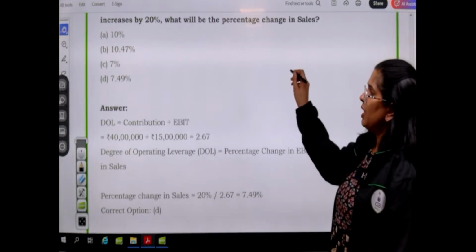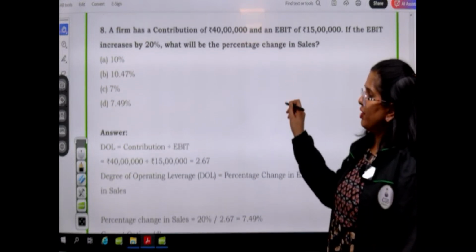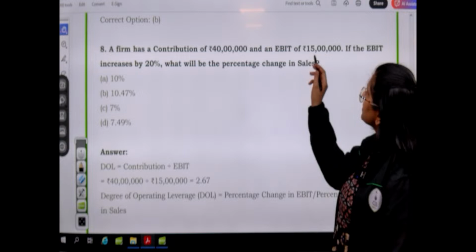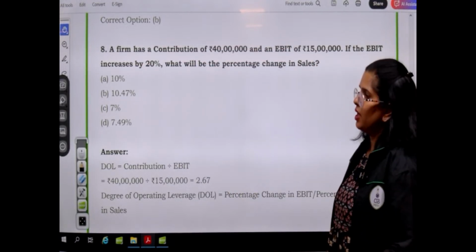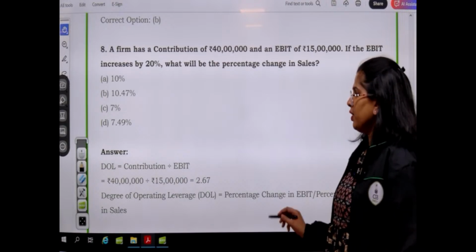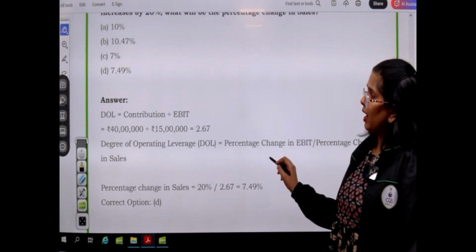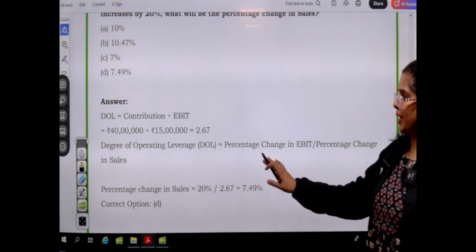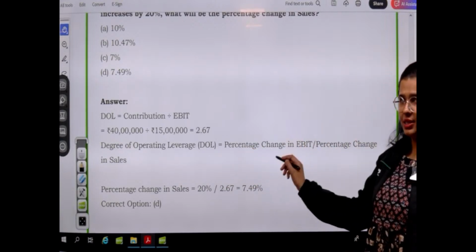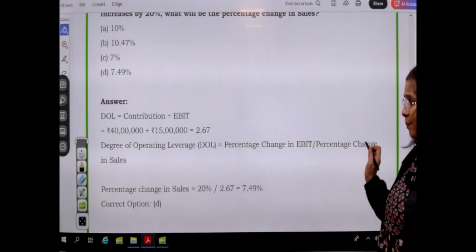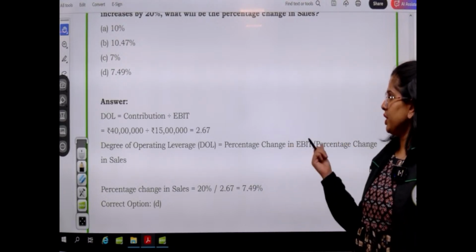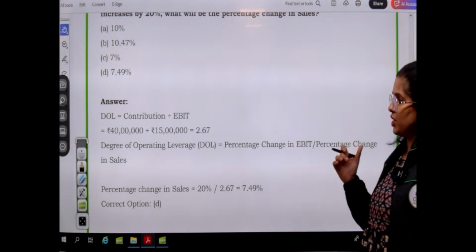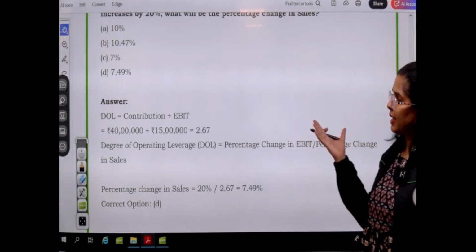Sir, first of all, let's calculate the operating leverage. 40 lakhs divided by EBIT, we know that the operating leverage is 2.67. Part 1 calculated. Now next is, this is the formula. Degree of operating leverage is equal to percentage change in EBIT divided by percentage change in sales. I repeat, percentage change in EBIT divided by percentage change in sales. So this is the second formula.